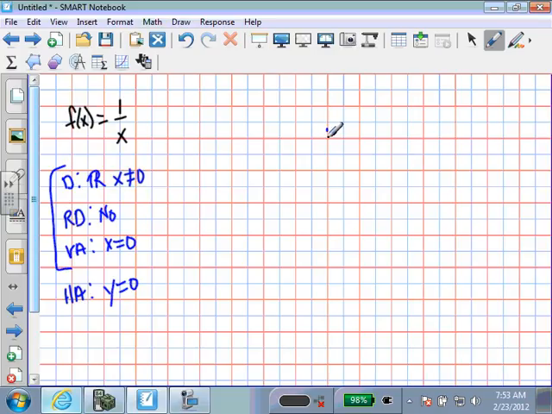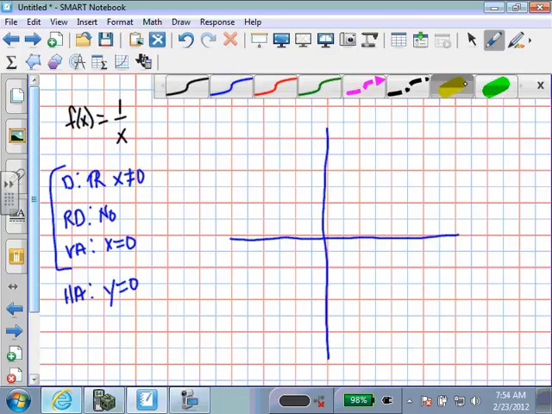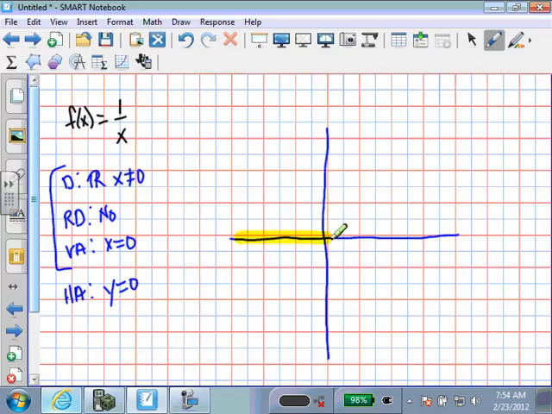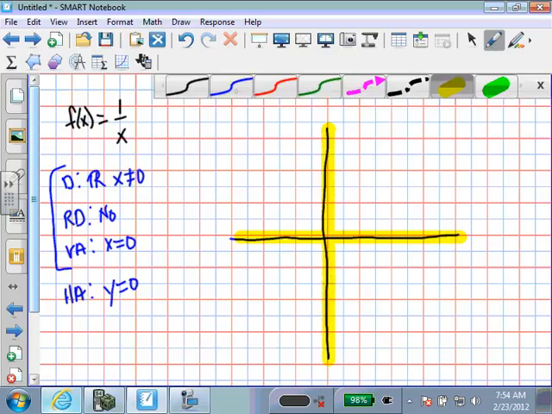Okay, so now we're going to graph this. Straight lines would help. Our asymptotes, I would suggest doing them in highlighter. So horizontal asymptote at y equals 0. Vertical asymptote at x equals 0. And then we need to plot some points. For this one, I don't think we need our calculator to create a table of values.